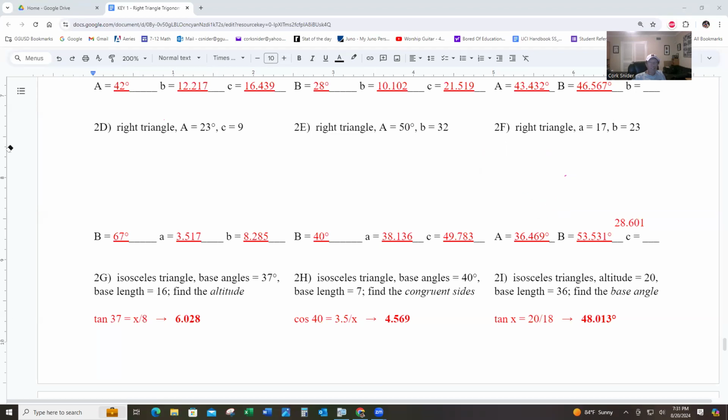Here is E. A is 50 degrees. I'll make this A. And B is 32. The length is 32. So here's A. And here's C. So we know this is 40. No problem. That's 90 minus 50. Now, let's figure out a couple of ways to make it real simple to get the length of A and the length of C.